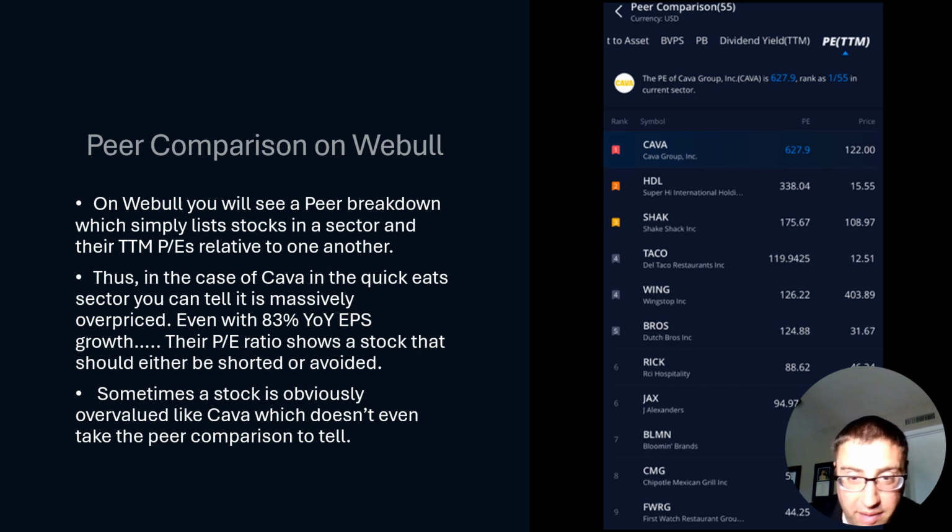So that's very useful. And this is also why I have such a massive short on Cava right now. Because I can tell it's overvalued. It might take a couple weeks to get where I think it should be, but it was an easy decision.